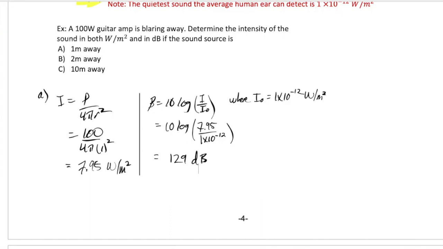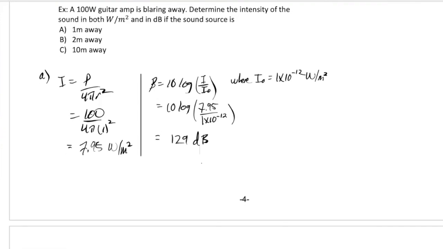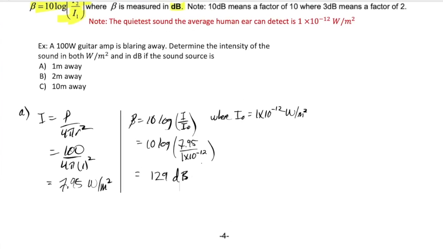That is extremely loud. That is the equivalent of standing next to a jet engine. So having a guitar amp at that volume, at 100 watts of sound power, blasting your head is actually quite dangerous to your hearing. This is guaranteed hearing damage.